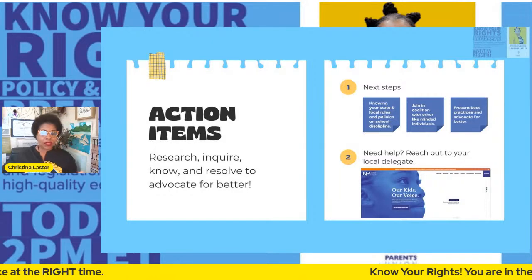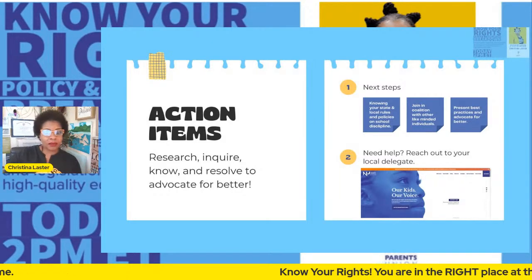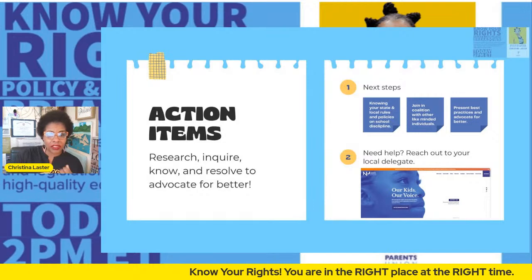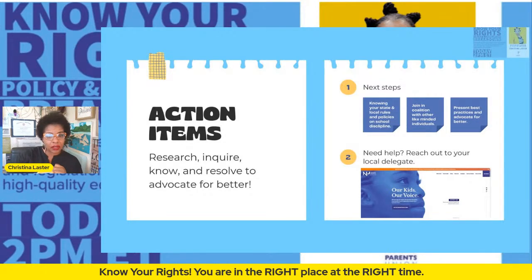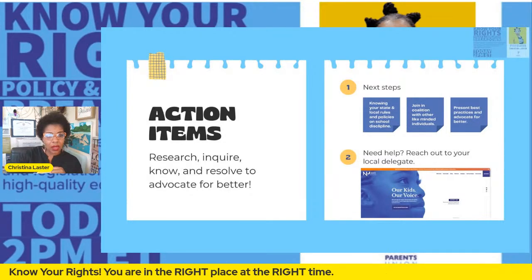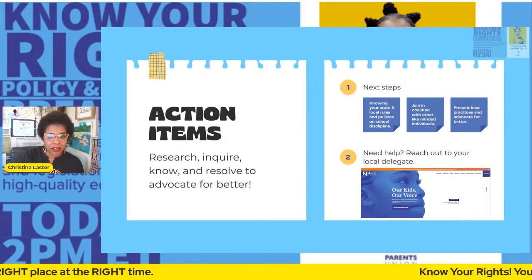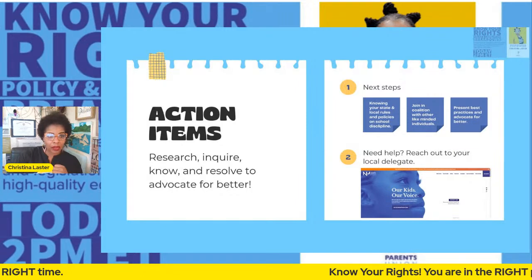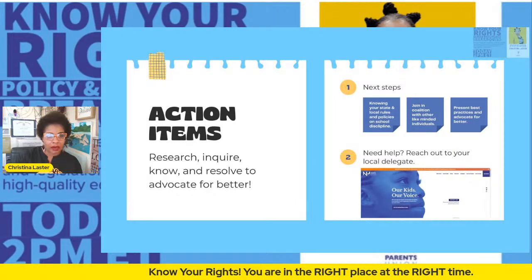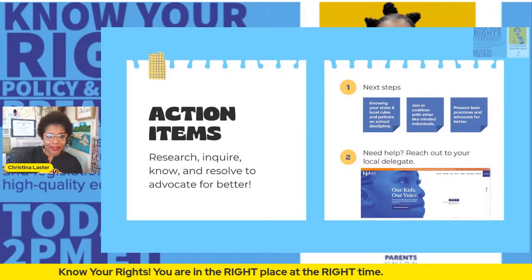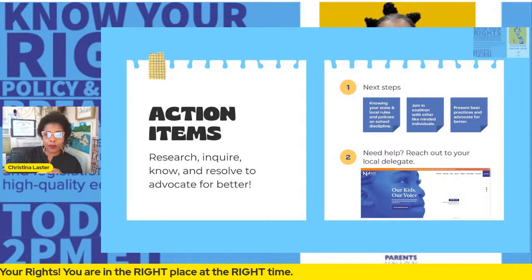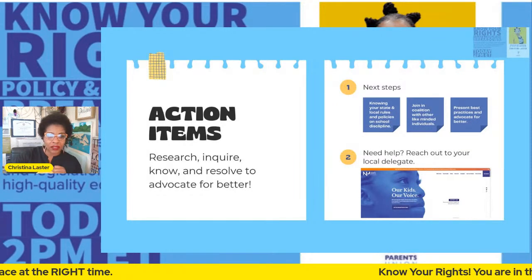Join in coalition with other like-minded parents. See down here, you need help? Reach out to your local National Parents Union delegate, okay? You can either message us on any of our pages or info@mpunion.org. Reach out for help. Be in coalition with other like-minded individuals and parents so you don't have to go at this alone, right? Present best practices and advocate for better. So that's what the next steps are.